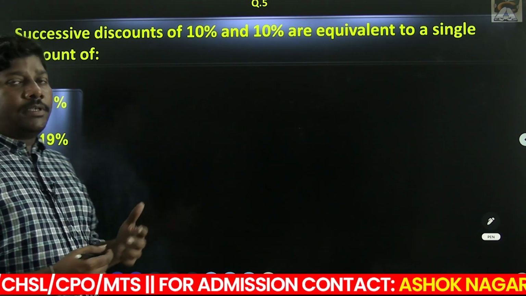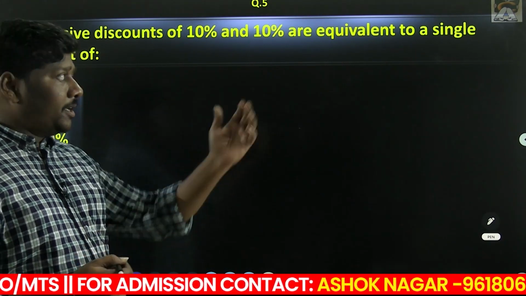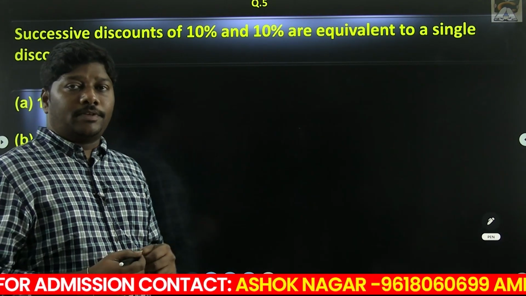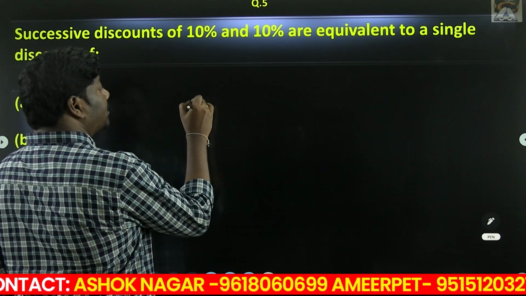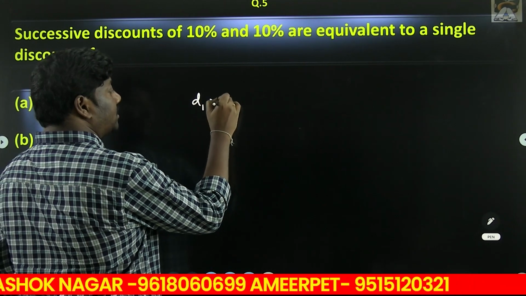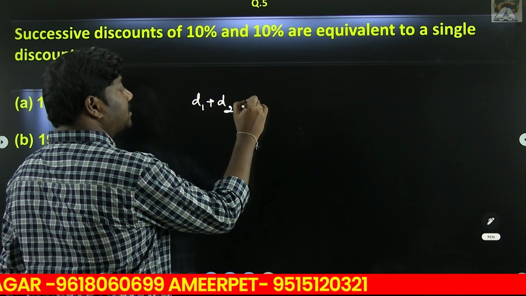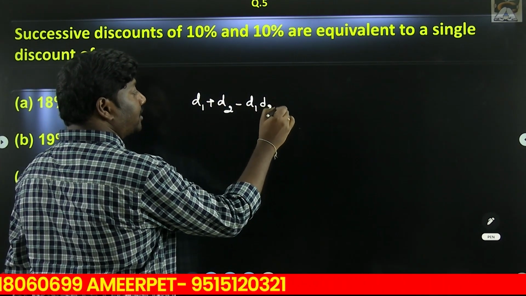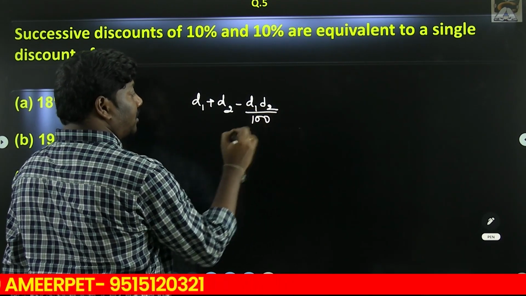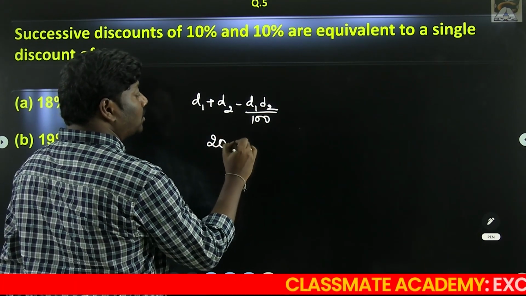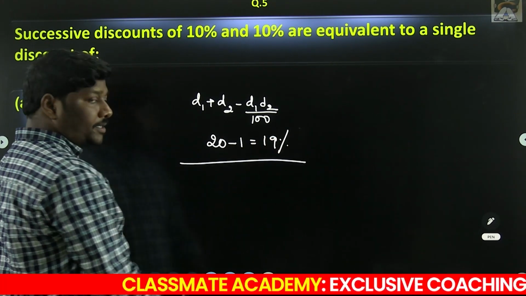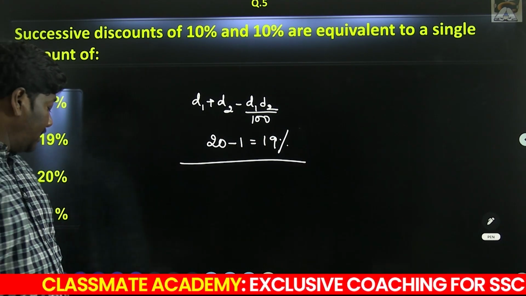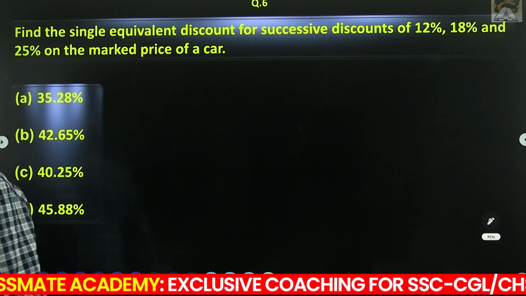Successive discounts of 10% and 10% are equivalent to... This is one of the easiest questions which they asked in profit and loss in Mains 2022. Because you know that it is D1 plus D2 minus D1 D2 by 100. 10 plus 10, 20, minus 1. It's 19%. I would say it is just 19%.